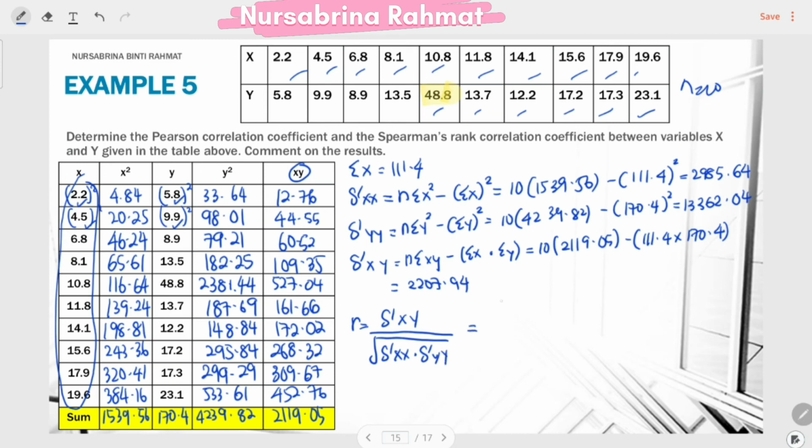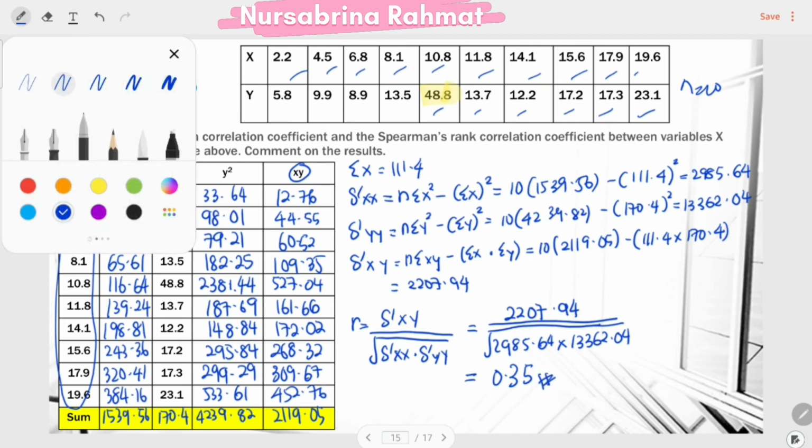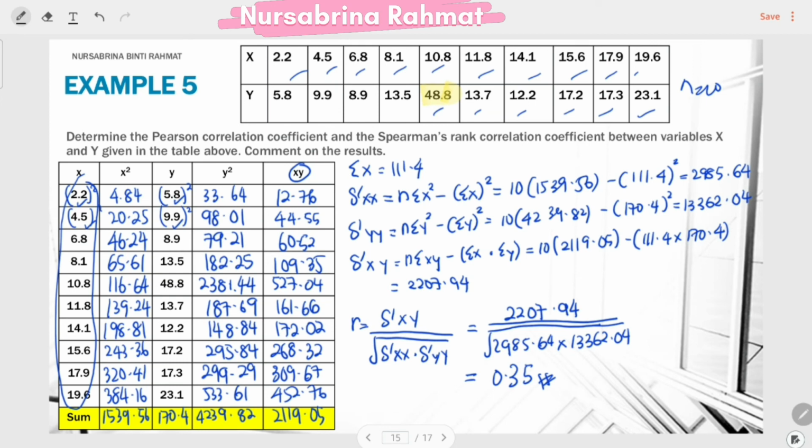So your S'xy is 2207.94 over the square root of S'xx, which is 2985.64, multiplied with S'yy, which is 13362.04. So you get your R value to be 0.35. It's less than 0.5. It's a positive correlation, but a weak, or we can say it's moderate, positive linear correlation.